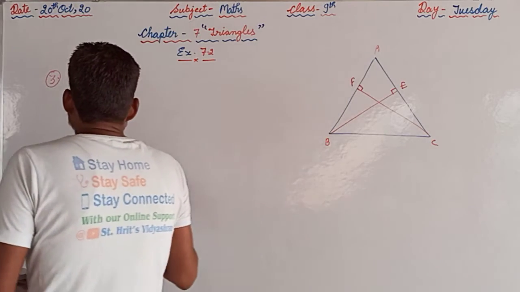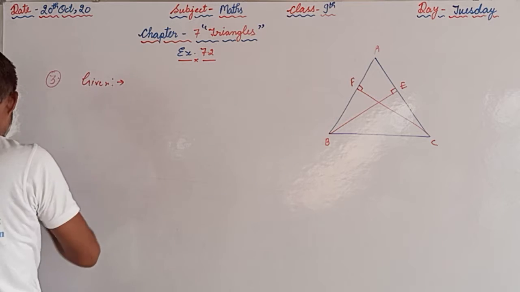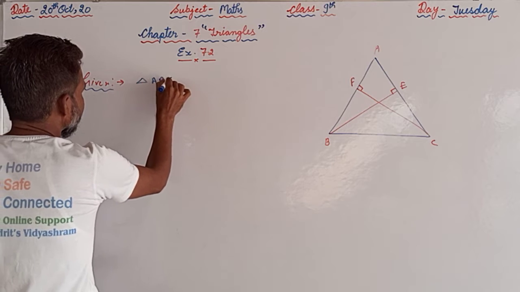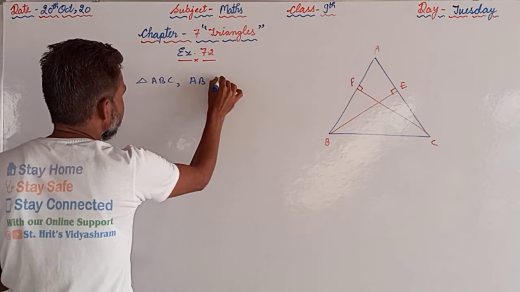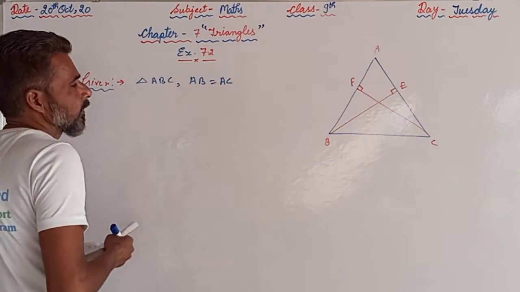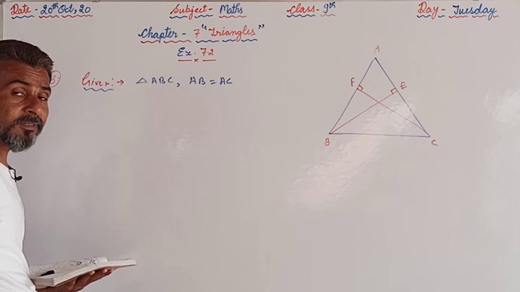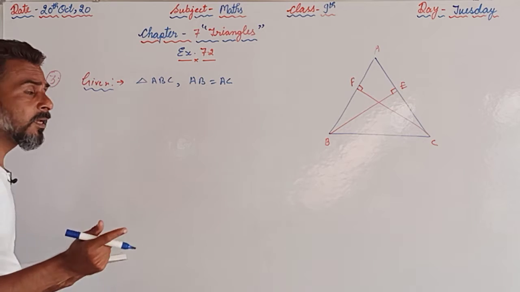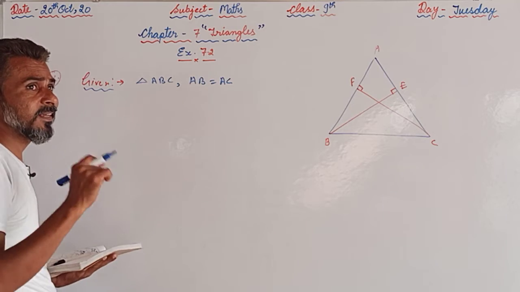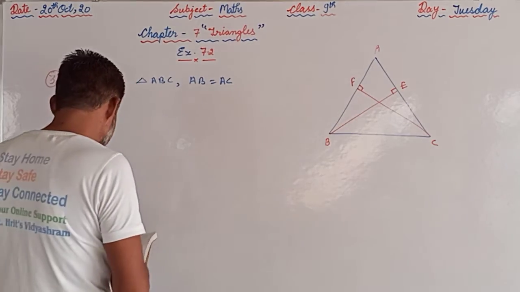Now what is given? Given is triangle ABC, in which AB is equal to AC. Where is it given? It is given in the first line that ABC is an isosceles triangle. Isosceles means two of its sides are equal, and this is also given that AB is equal to AC. Why? Because in the question it has been stated that the altitudes are drawn on the equal sides.